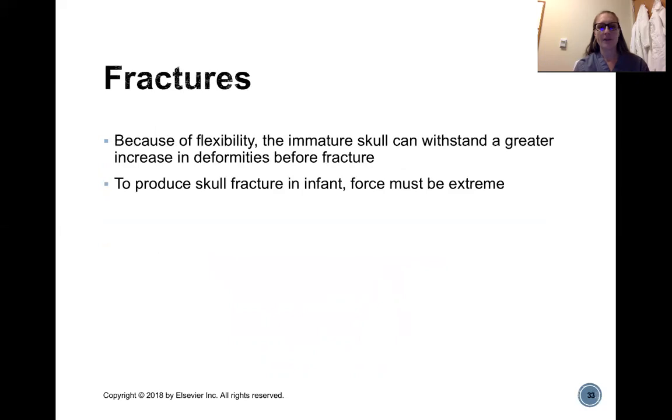And we have a variety of different fractures as well. Those little infants are going to be less susceptible to skull fractures because their skull isn't solid yet, so it's able to move and be manipulated a little bit more than our skulls, which are solid and are not going to move because our sutures have fused.